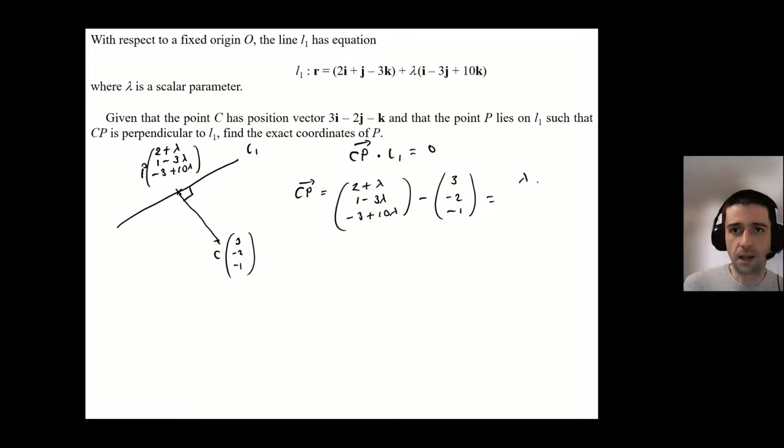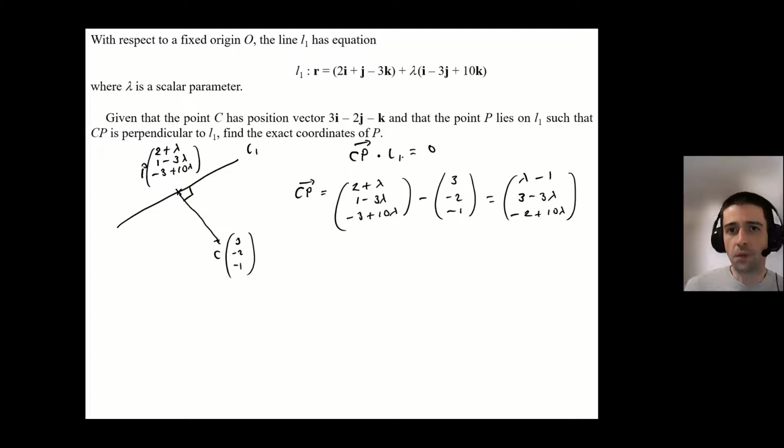Now just be careful with signs here. That's going to give us lambda minus 1, then 3 minus 3 lambda, and then for the last one, negative 2 plus 10 lambda. So just check that. Subtract 3, I get negative 1. Add 2, I get positive 3. And add 1, I get negative 2. Yeah, happy with that. So that's C to P.